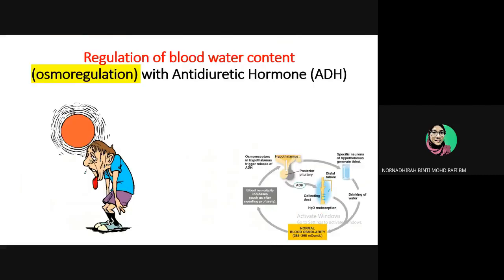Okay, next adalah kita tengok the regulation of blood water content. Okay, regulation of blood water content. Tadi we talked about the urine produced via the countercurrent multiplier mechanism. Okay, what is the effect? We will get urine with less volume and high concentration. Now we will talk about blood water content. Okay, water content di dalam blood. Dalam blood, not in urine, di dalam blood.